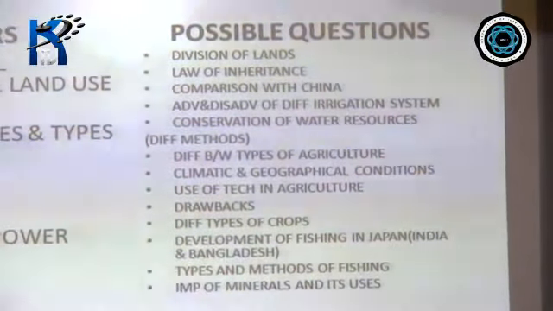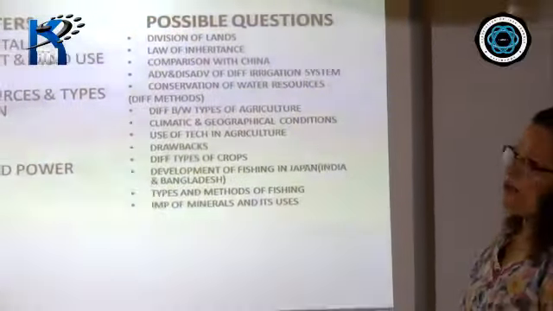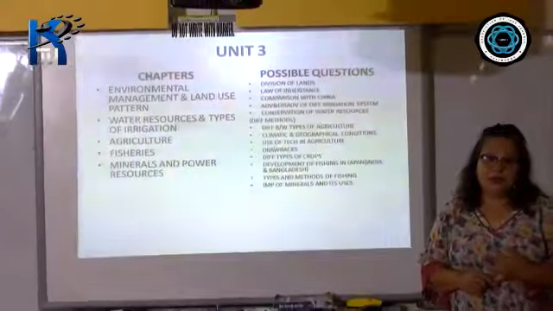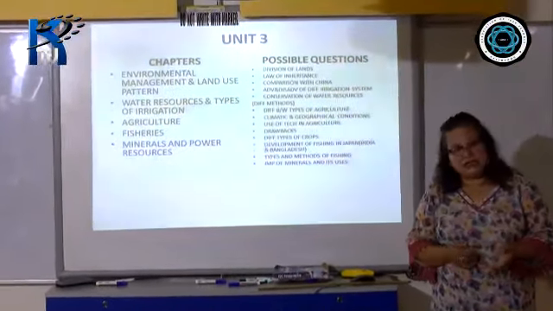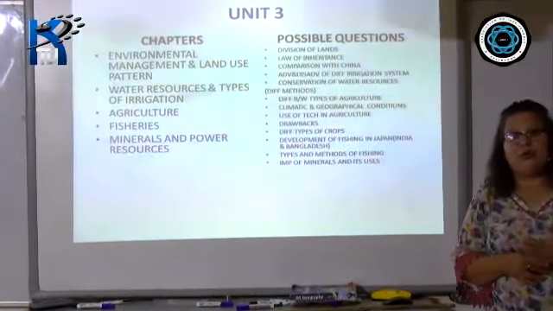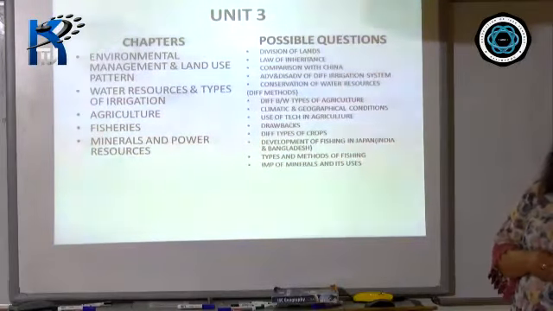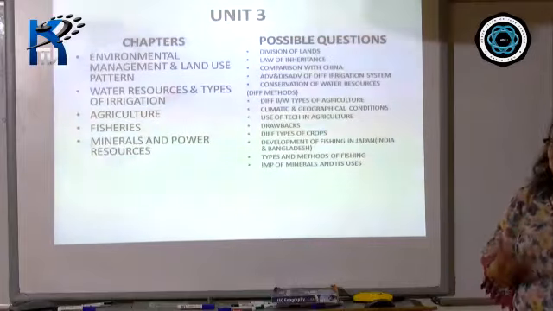And then from the chapter on agriculture, the different types of agriculture, like you have intensive agriculture, extensive commercial agriculture, intensive commercial agriculture. Then you have subsistence type of farming. What do you mean by plantation farming? What do you mean by monoculture? What do you mean by mixed farming? So these are the differences that you have to remember.